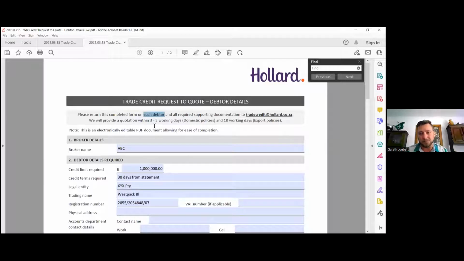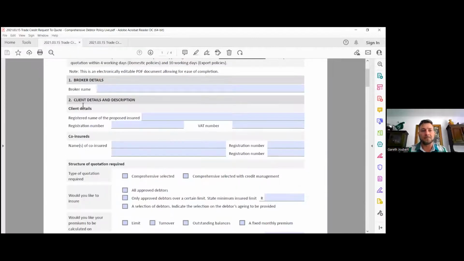We're not an information bureau, we're an insurance house. So once the policy is live, those debtors automatically get loaded onto the policy as they get approved. Back here, this is more information on the client, who the prospective policyholder is. There could be a co-insured, another business in the group with an equity share that also sells to the same buyers and wants to be included under the same policy. Here we can add other co-insureds under this policy.